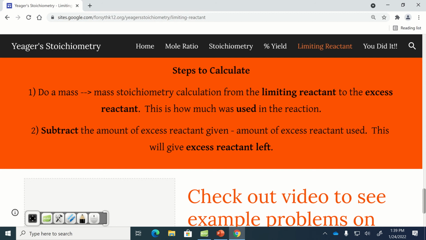So we start with the limiting reactant. This will show you how much is used in the reaction. A common error: when you do mass-to-mass from limiting to excess, that determines how much you've used, not how much is left. So that'll show you how much is used, and then all you do is subtract that amount used from the initial amount of excess reactant given to you, and that's how much is left. Okay? So that is another problem I will show in a moment. But again, the limiting reactant is very powerful in the sense that it will determine what happens throughout the whole reaction. So that's why it's so important to identify it.